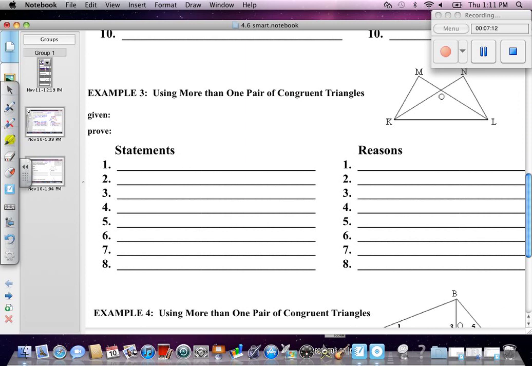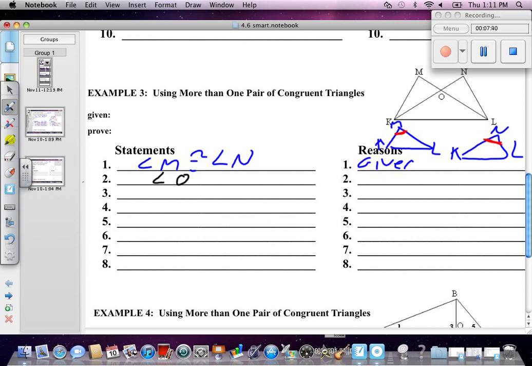Okay, so we're looking at KML and KNL. Okay, and I know this because it's telling me that angle M is congruent to angle N, and that's given. So I'm going to put in red the ones I'm talking about: this angle and this angle. And then I'm talking about angle OKL is congruent to angle OLK.